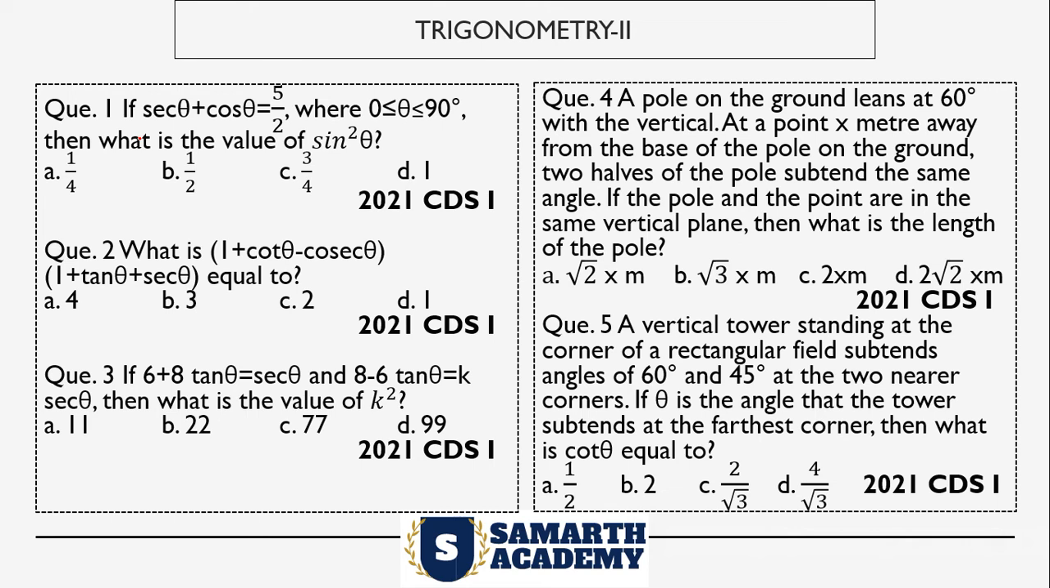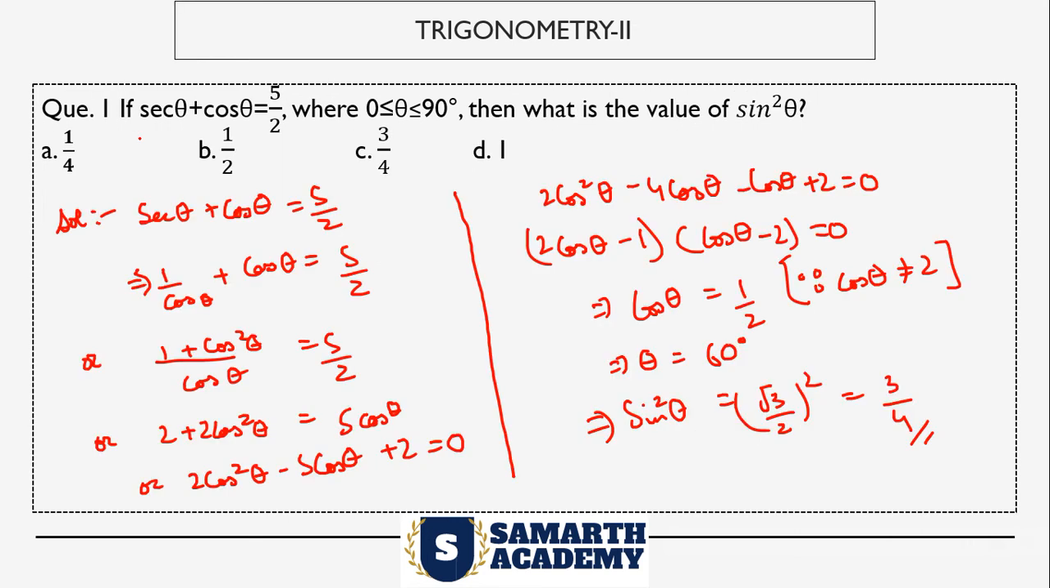Okay. Moving on. If secant theta plus cos theta equals 5 by 2 and theta lies between 0 and 90, what is the value of sine square theta? So secant plus cos equals 5 by 2, we convert it to cos and try to solve. It becomes 1 plus cos square is equal to 5 by 2 into cos, right?